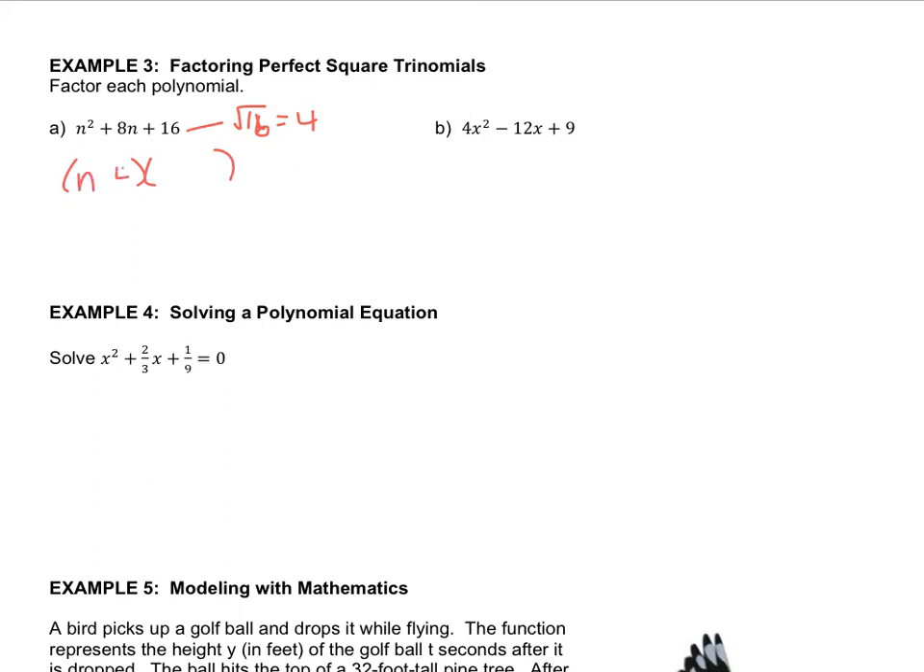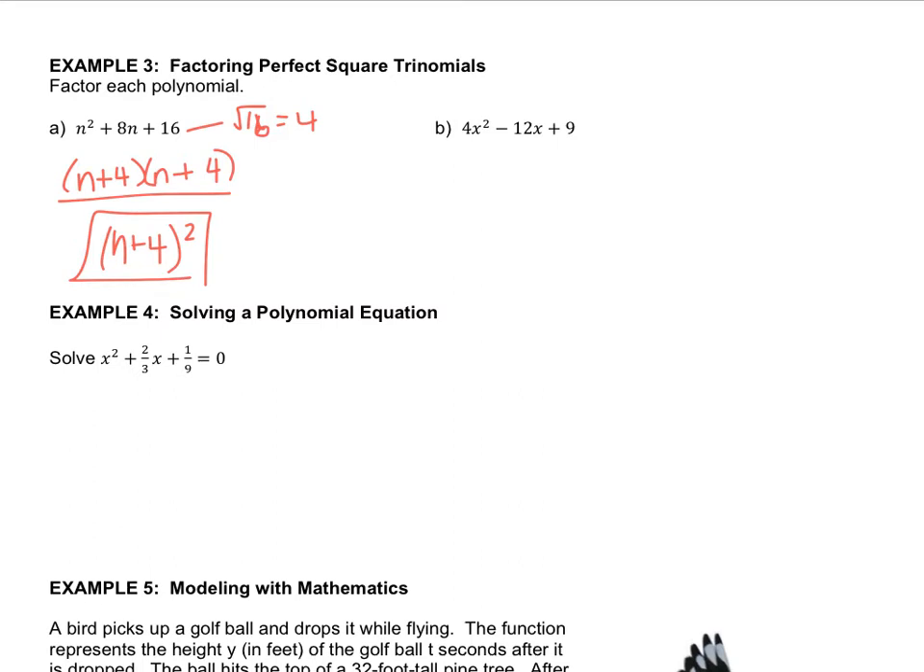So it would be (n 4)(n 4). And again, this only works when both a and c are perfect squares. Now, since I want to get positive 8 in the middle, I do plus plus, and I'm done. The quicker way to write this would be (n + 4) squared in parentheses. That's how you might see it written in books, but it means the same thing.